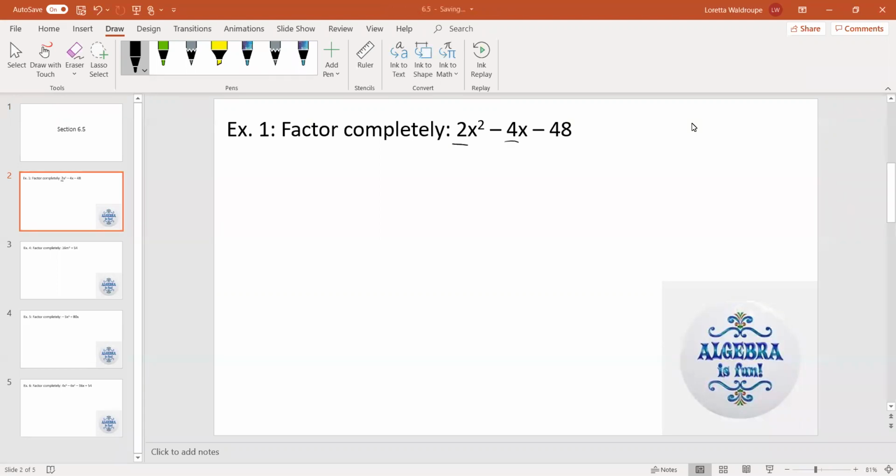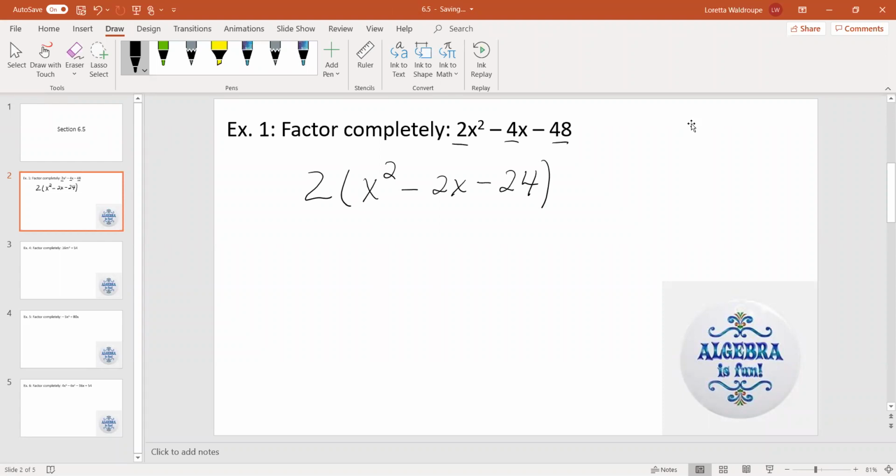Well, I can see a 2 is divisible into all those. And there's no variable in common, so just a 2. Dividing by 2, I have x squared. Divide 4 by 2, I've got 2x. And divide 48 by 2, I've got 24. Okay?